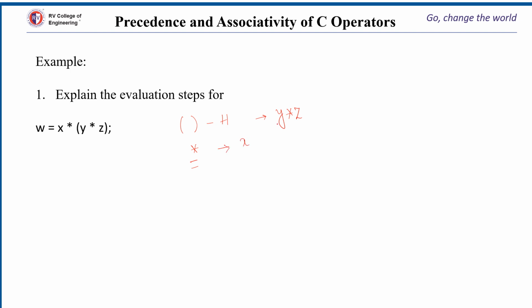Let me call this r1. This is multiplied with x. Now this result, let me call this r2. So your w is assigned with r2. This is how the evaluation goes. Okay.